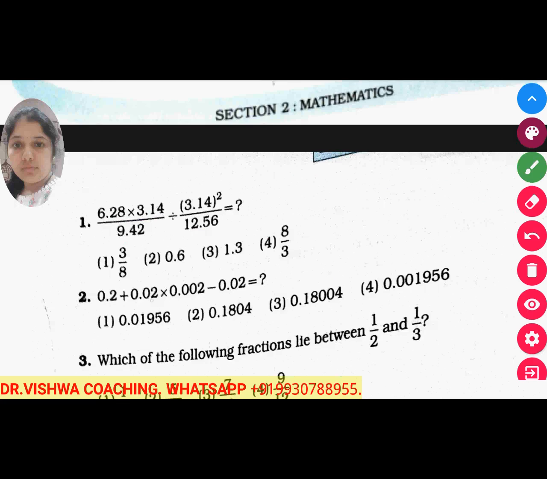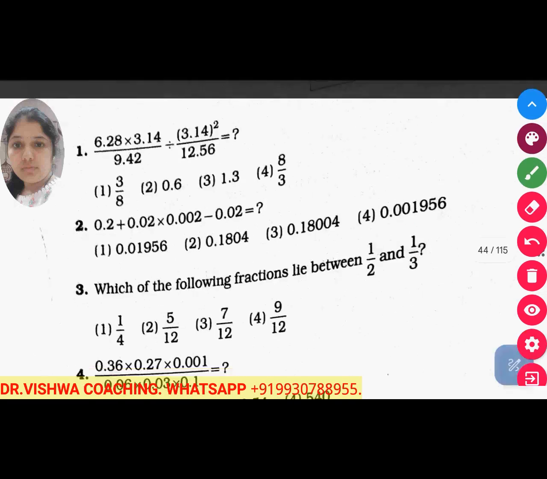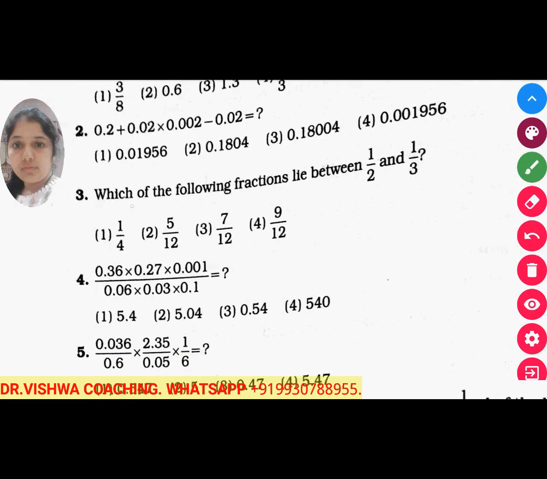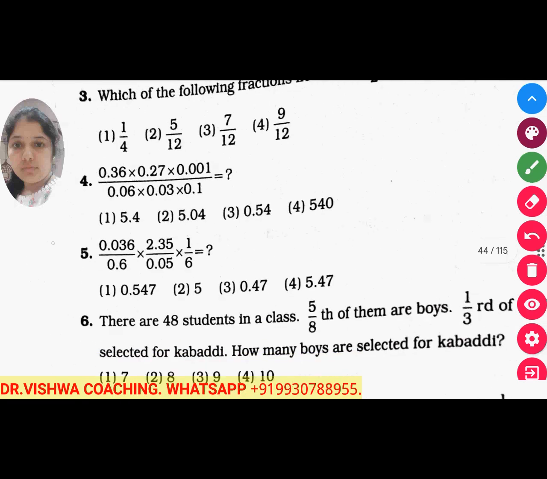Again here also you can convert it into now like 2 upon 100 and 2 upon 1000, then multiply and then find the answer. Okay, now which of the following fraction lies in between 1 by 2 and 1 by 2? Just now we had solved. 5 by 12 was the answer.